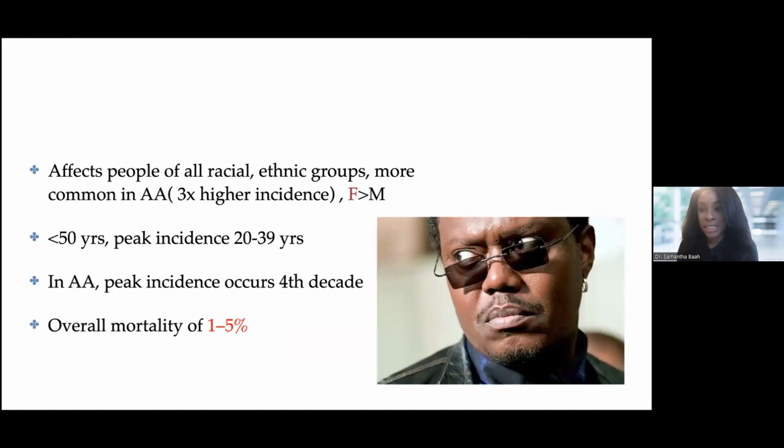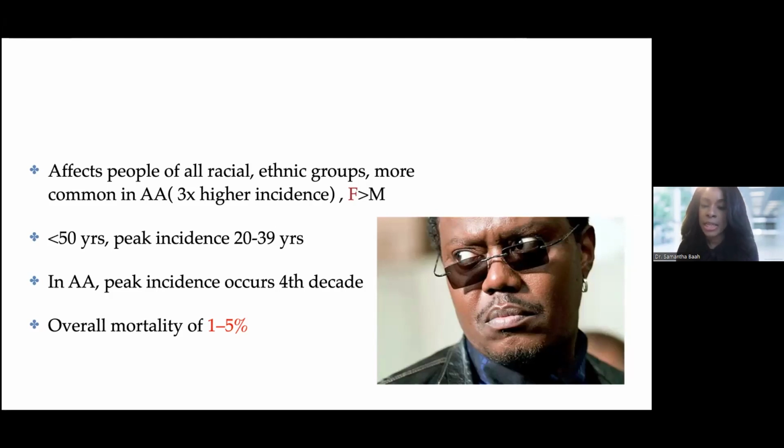It affects all races and ethnic groups, but it's more common in African Americans, and it actually has a 3 times higher incidence, and it's more common in female African Americans. It has a peak incidence of about 20 to almost 40 years of age, but it typically is diagnosed when people are less than 50. It peaks in the 4th decade, but the overall mortality is about 1 to 5%. And if you recognize this fellow, he was a comedian, Bernie Mac. He actually died from the complications of sarcoidosis.